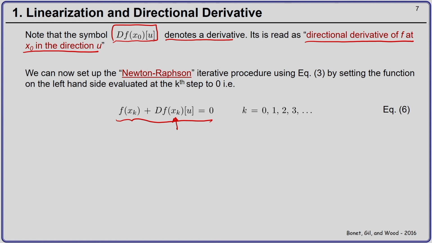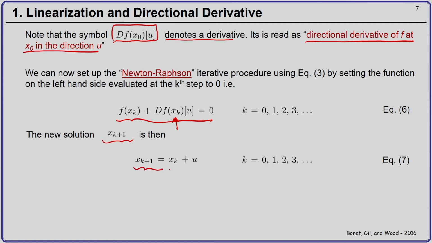So, when k is 0, you have f(x0) plus df(x0) in the direction u. When k is 1, you have f(x1) plus df(x1) in the direction u equal to 0, and so on. And then what is xk plus 1? The new solution xk+1 will be simply xk plus u. In this way, you can set up the Newton-Raphson procedure.